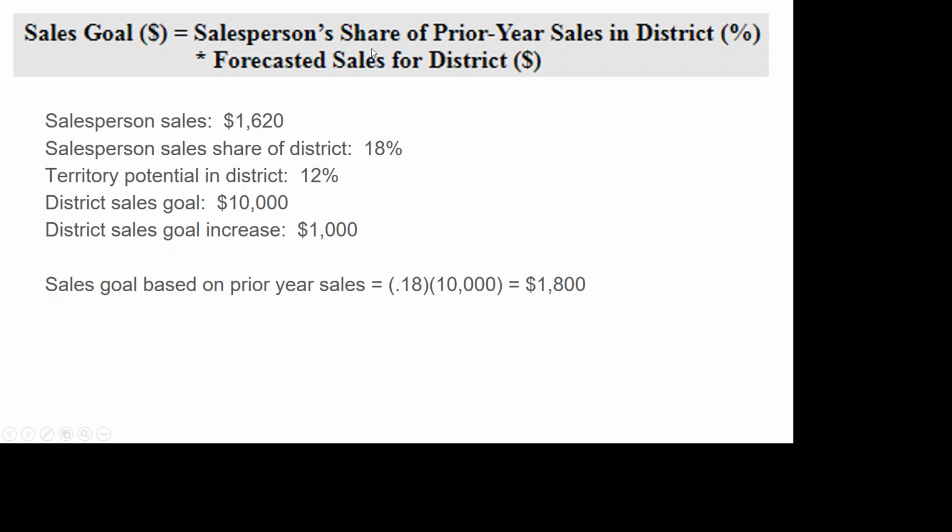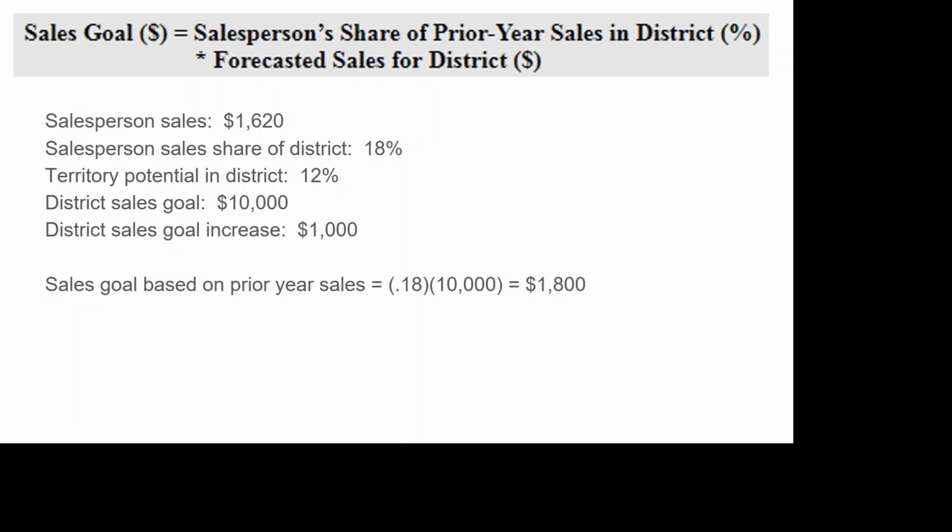So all we're going to do is take the share of prior year sales of district, which is 18%, multiply it by the overall district sales goal of $10,000. That gives us a new sales goal for this current salesperson of $1,800.